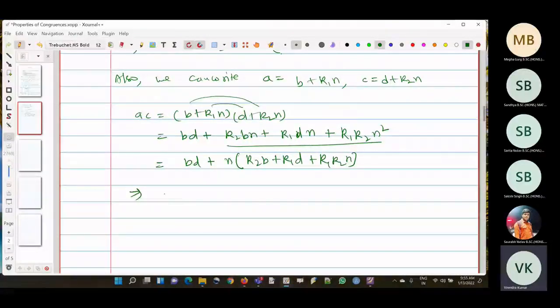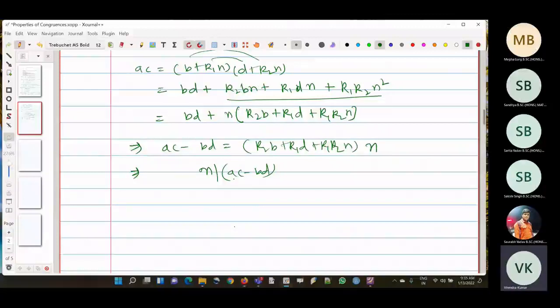This means that AC minus BD equals K2B plus K1D plus K1K2n, times n. So this implies that n divides AC minus BD. Because K1 and K2 are integers, their product also exists as an integer. And this implies that AC is congruent to BD modulo n.